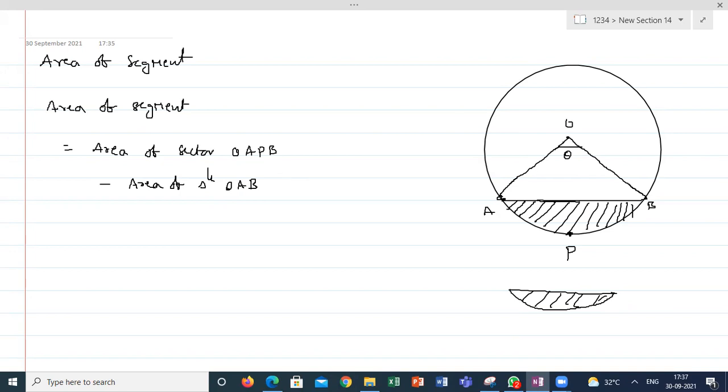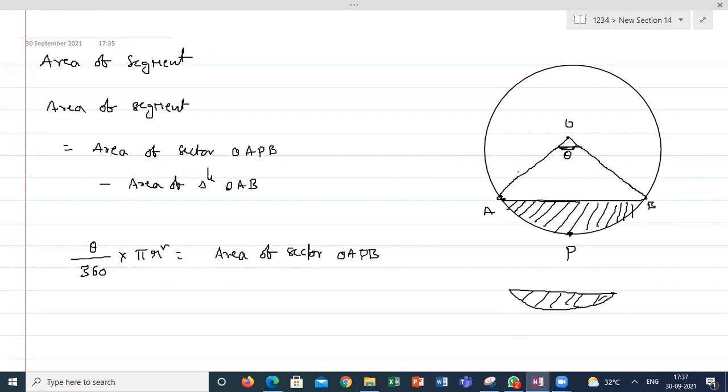The area of the sector is a straight formula. If I know the angle subtended at this point, then I will get the area of the sector. So what is the value of the area of the sector, students? Area of the sector is theta by 360 into pi r square. This is the area of sector OAPB.